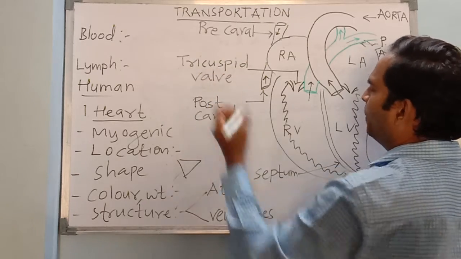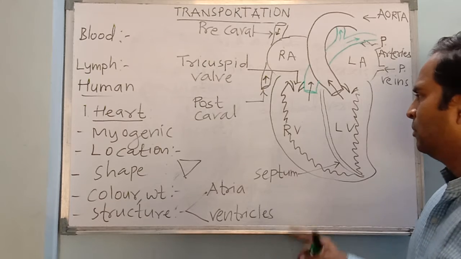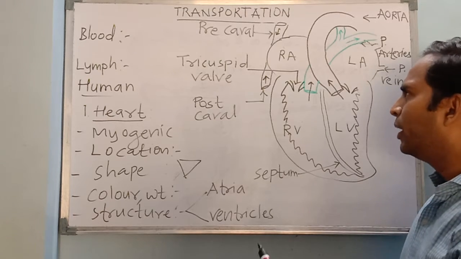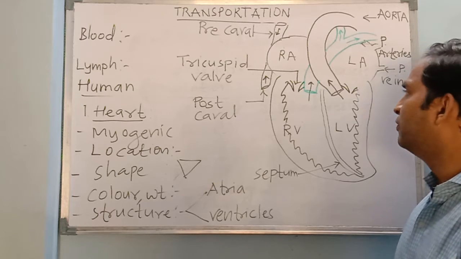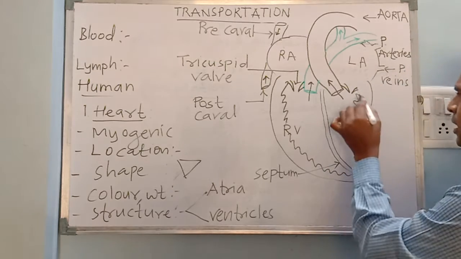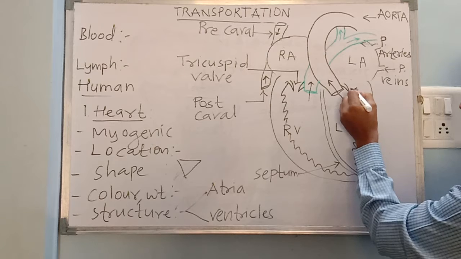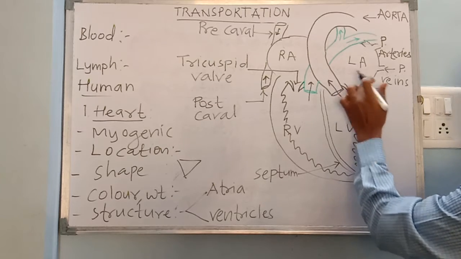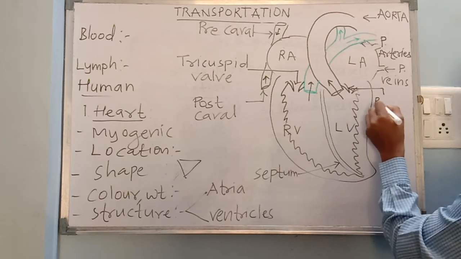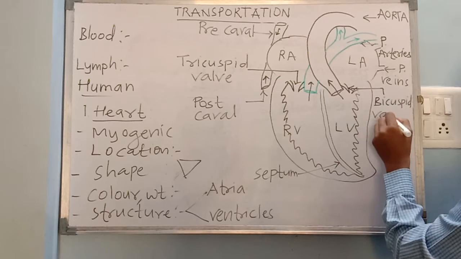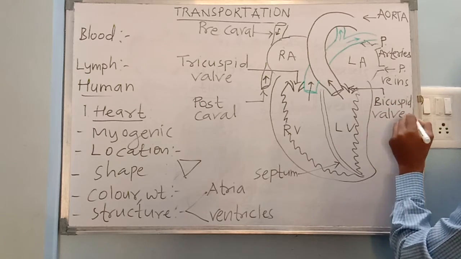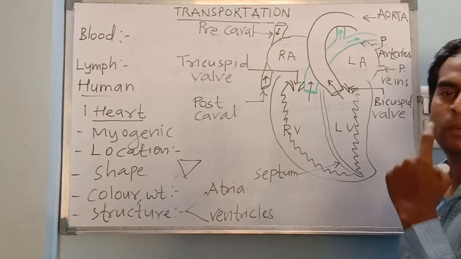The valve which opens inside the right ventricle, located between the right atrium and right ventricle, is called the tricuspid valve. And the valve present between the left atrium and the left ventricle is called the bicuspid valve, or it is also known by one more name, the mitral valve.